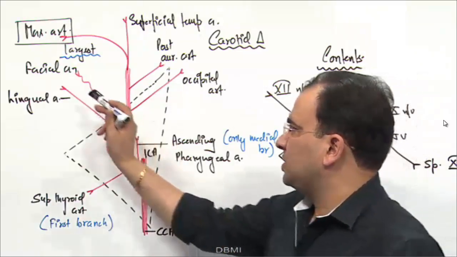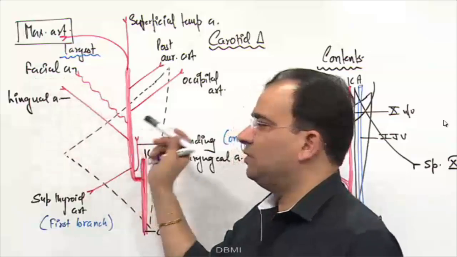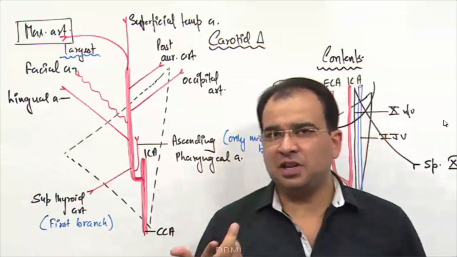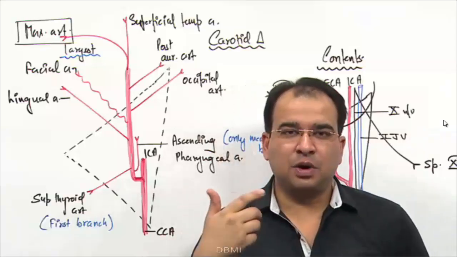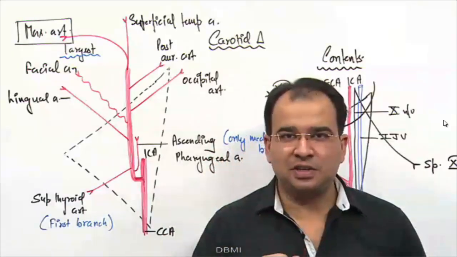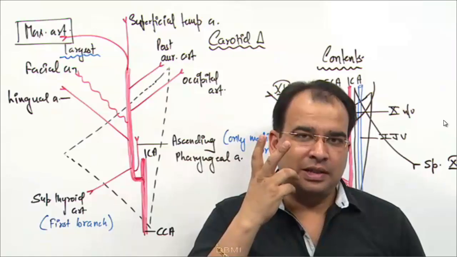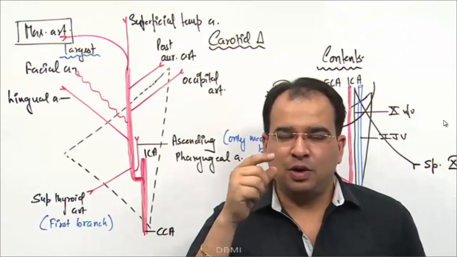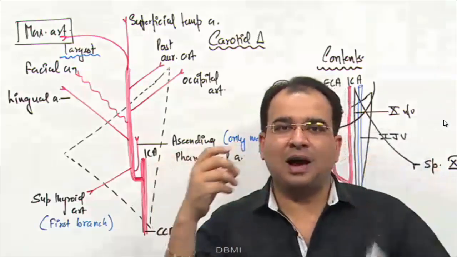Now I have a question, guys. The question is facial artery. If you see, the facial artery is tortuous. Why is the facial artery tortuous? It is tortuous because it goes through the muscles of mastication and facial expression. So we need more length of this artery so that when you open and close your jaw, you have the extra length of the artery which will prevent the artery from being torn.